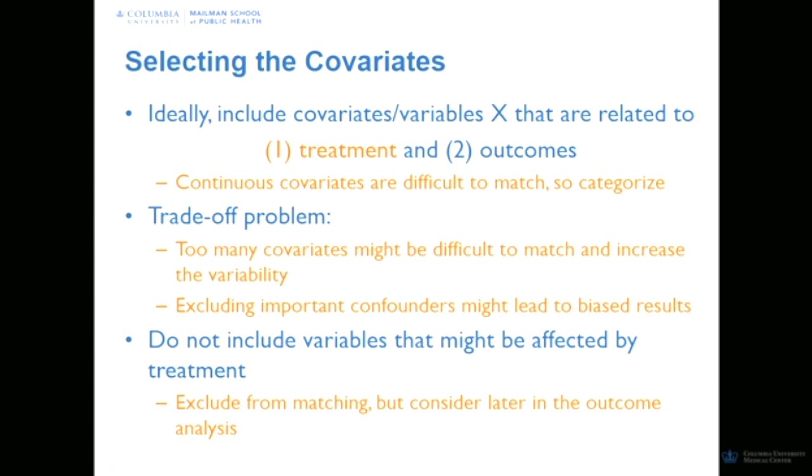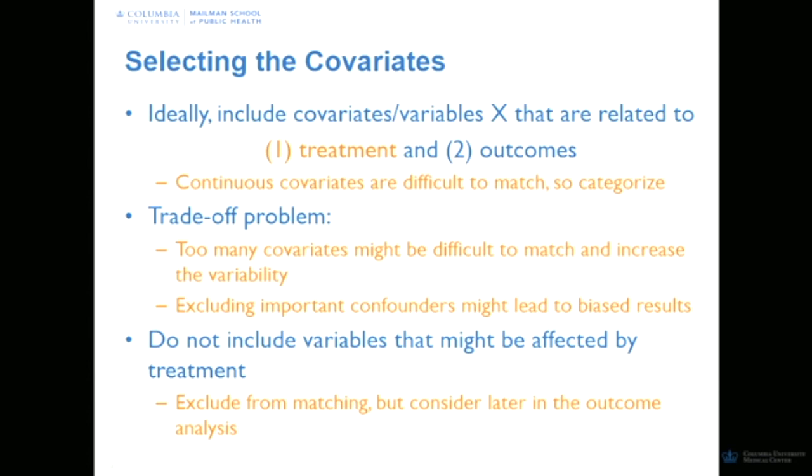What would be a downside if you put too many covariates? Well, it might be very difficult to match and to find a match for your control. But I would say start with a larger set of covariates and then start reducing if you can't find good pairs or you see that the sample size is drastically reduced.